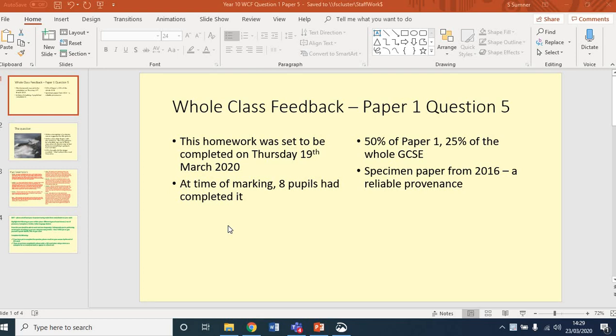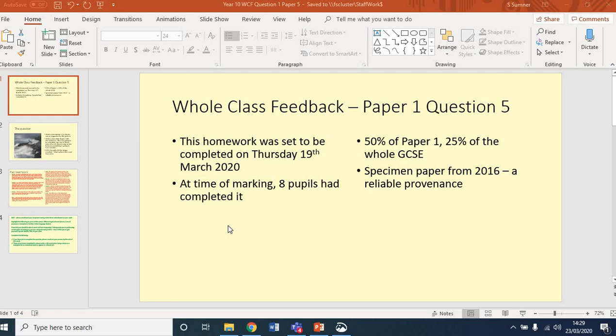So this homework was set to be completed last Thursday. At the time of marking, 8 people had done it, so we need to get on top of that and make sure we're all doing this. I appreciate there's lots of issues with time at the moment, but it's really important to keep this work going so we keep moving things forward.